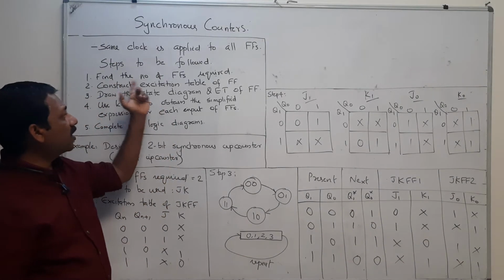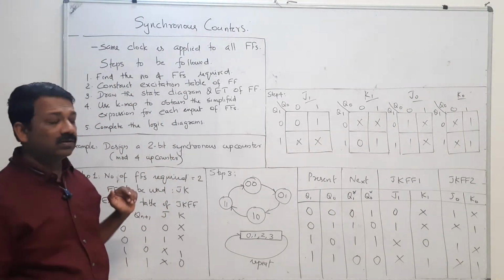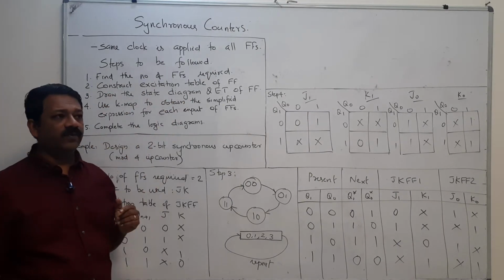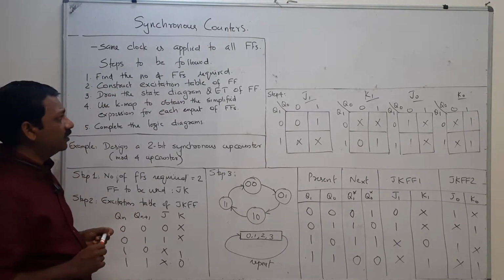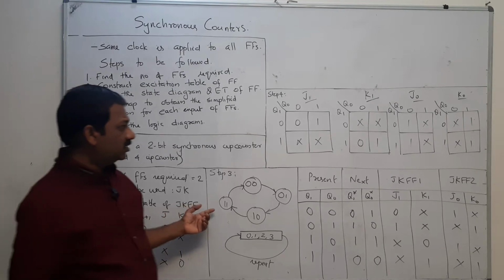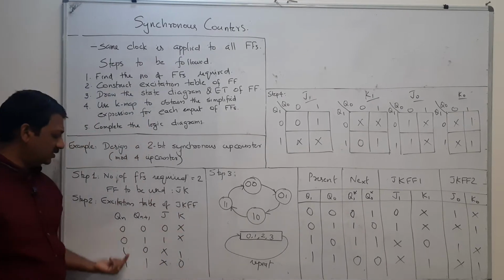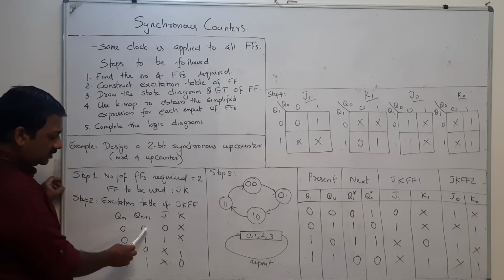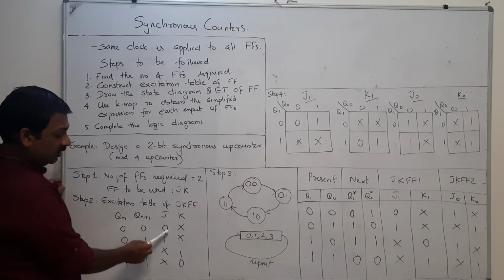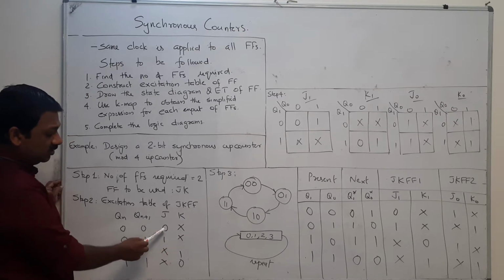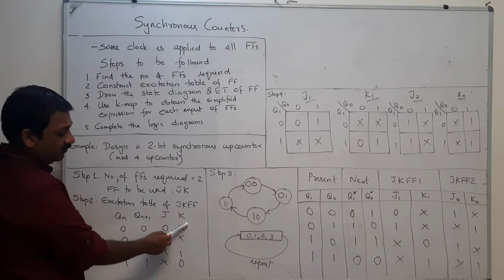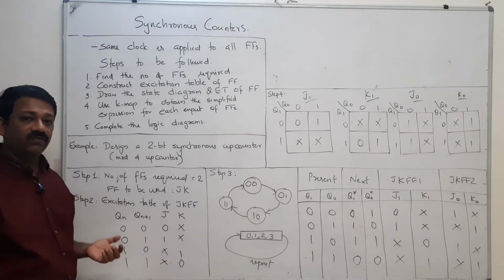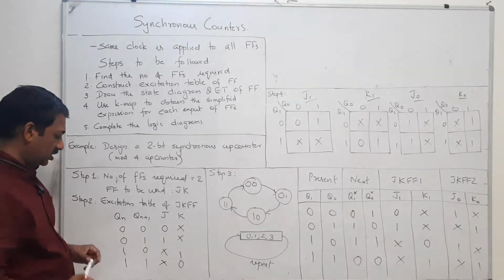And that also you have to decide. Then construct the excitation table of the flip flop. The excitation table of the flip flop is like this. If the current state is 0 and the next state is 0, then what should be the value of J and K? J should be 0 and K can be either 0 or 1. That means it is a don't care condition.